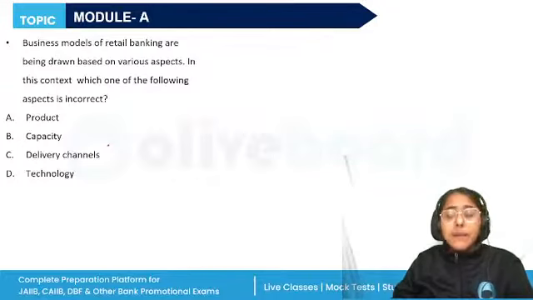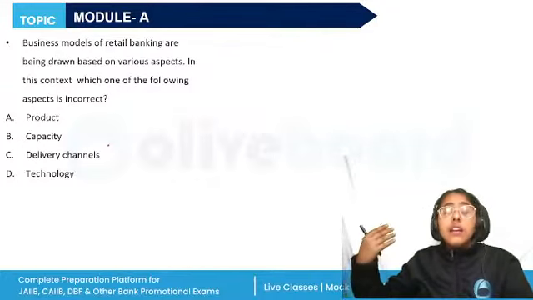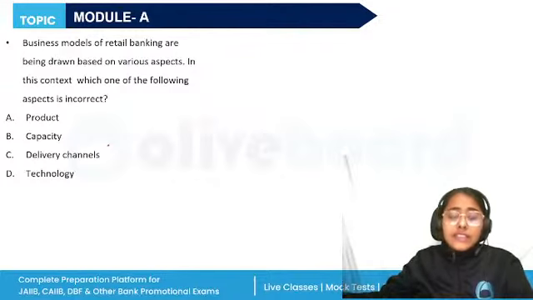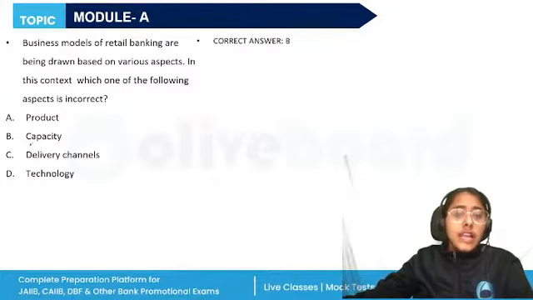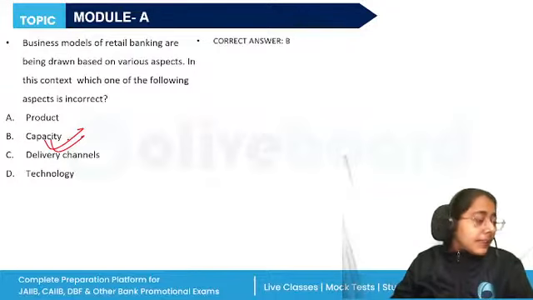We know that the retail banking segment has multiple products, multiple customers, and multiple delivery channels. So product is there, delivery channels is there, and definitely retail banking depends on the latest technology, the digitization. So we can clearly say that the correct answer is option B. Capacity is not an aspect for the business model of retail banking.